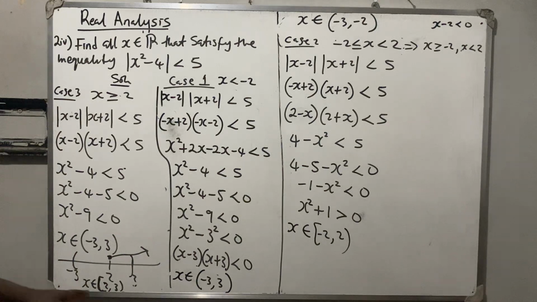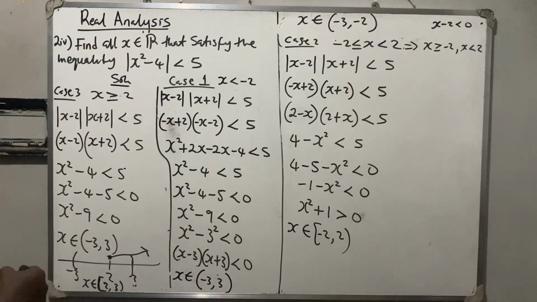So if you combine the 3 of them now, if you combine this one with this one with this one, the union of the three of them is what is going to give us the solution. So what will now be the union of the three of them? Okay, so let's check the union.